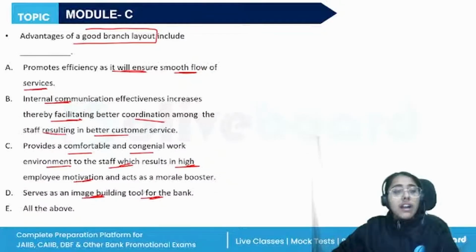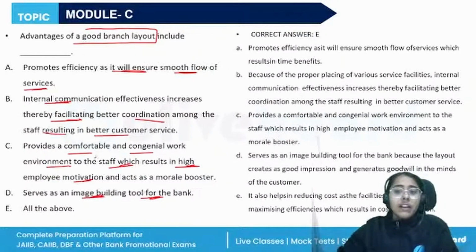So what are the advantages of a good branch layout? Good branch layout will include proper lighting, indications, and sitting arrangement for the customers, waiting area. There should be amenities like water, drinking water facilities. So all of these are the advantages.